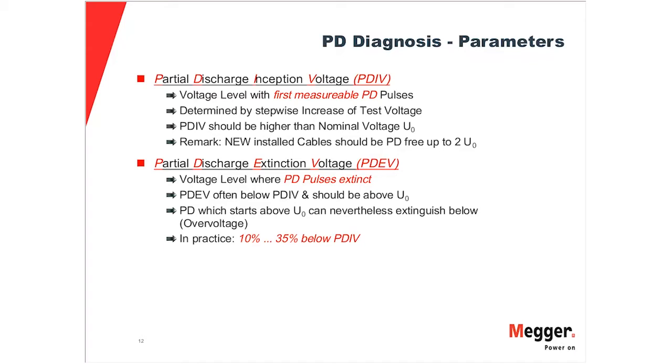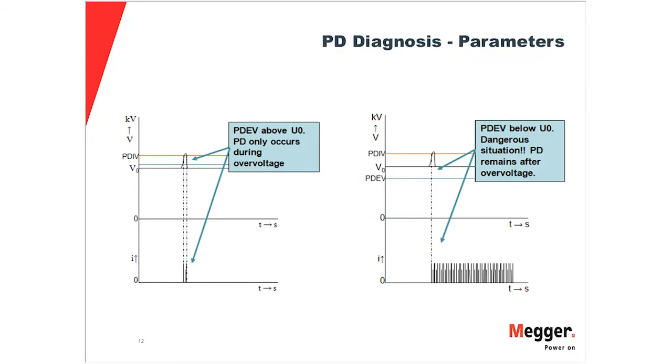Pretty much the same, but on the reverse side, it's the PDEV, which stands for partial discharge extinction voltage. So for inception, we ramp the voltage up until we see the first partial discharge, and afterwards we will ramp the voltage down to see where the partial discharge extinguishes. That's very important, and I try to explain it a bit more in detail in the next two slides. So let me go to the first one.